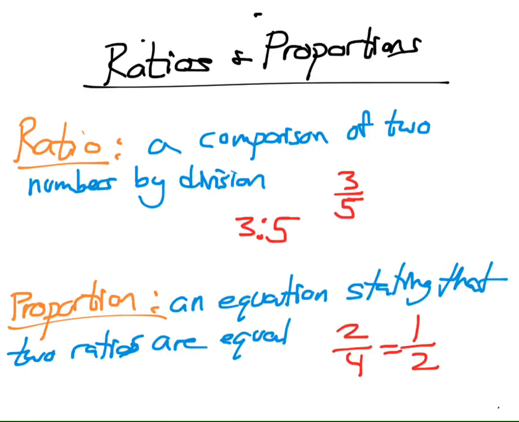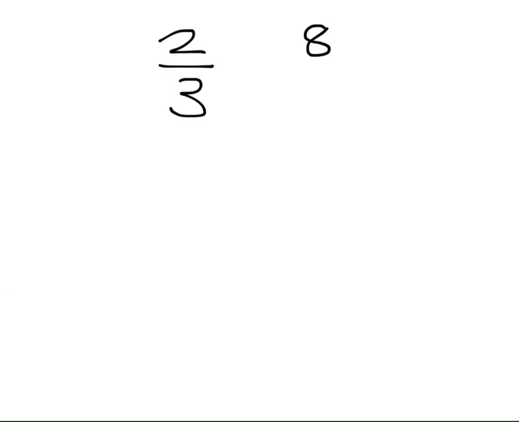Ratio is a comparison of two numbers by division, sometimes written with a colon. Proportion is an equation stating that two ratios are equal. So if I gave you two ratios, like this, and I asked you, are those ratios equivalent? Yes or no?